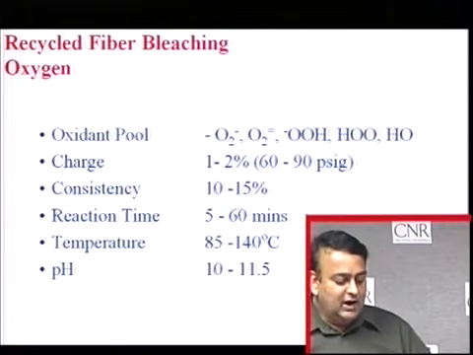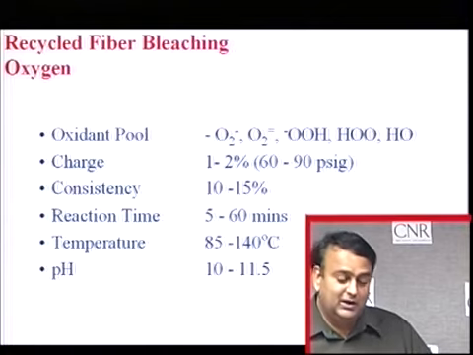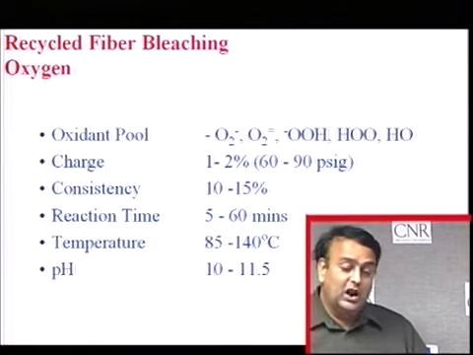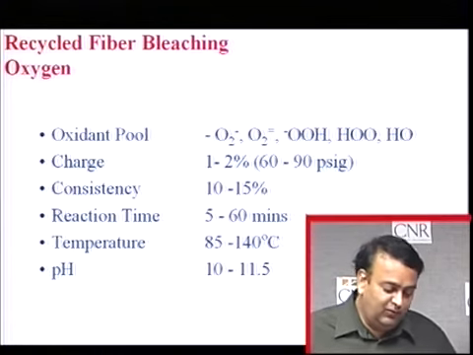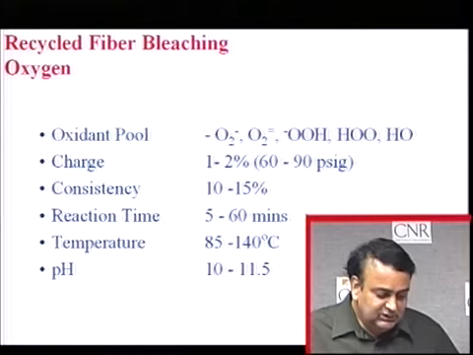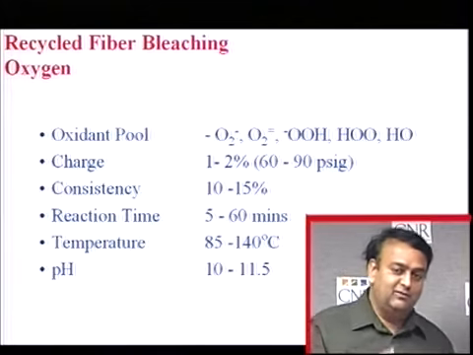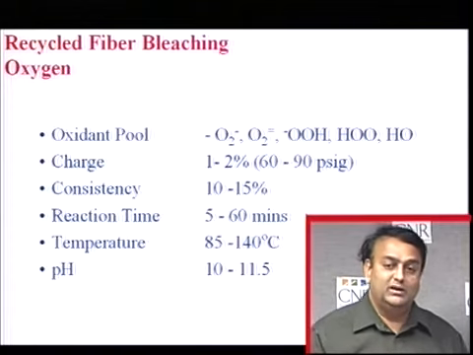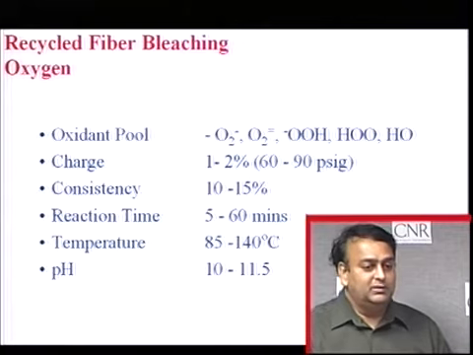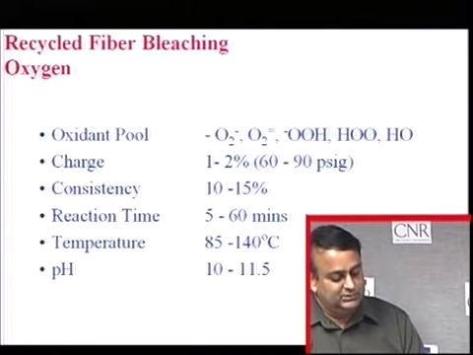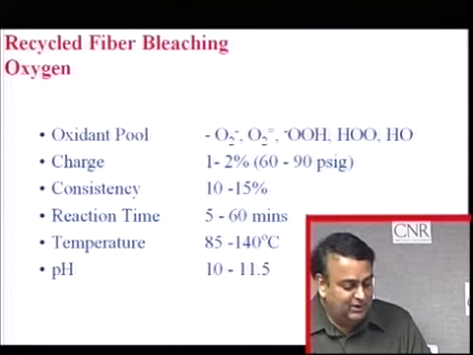Now, let us take a look at oxygen bleaching. This is another total chlorine free bleaching chemical. There are quite a lot of various radical oxygen species available for bleaching purposes. Typical charge is 1 to 2%, in a pressurized vessel, where the pressure inside the vessel is 60 to 90 psig. The consistency is 10 to 15%. Reaction time can vary anywhere from 5 to 60 minutes.